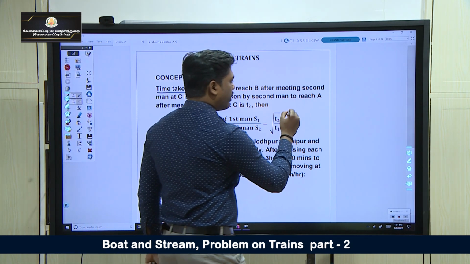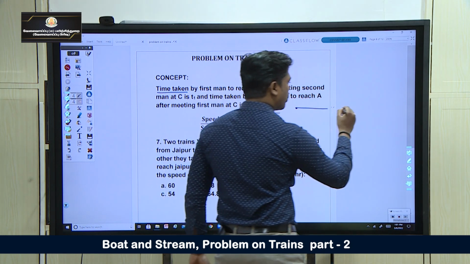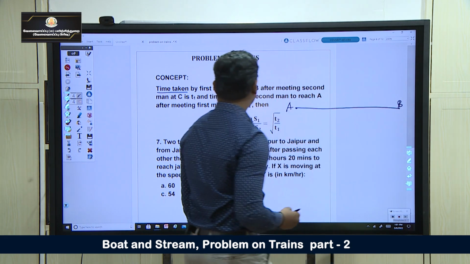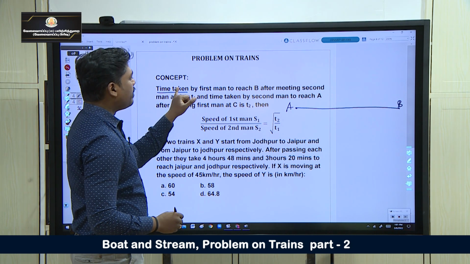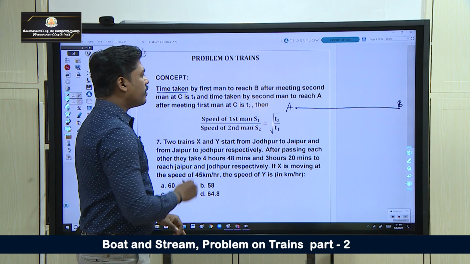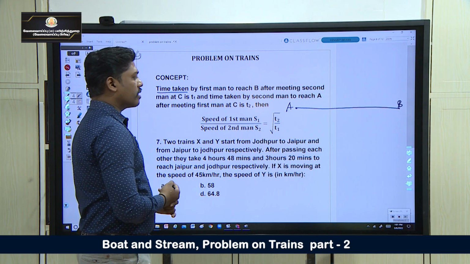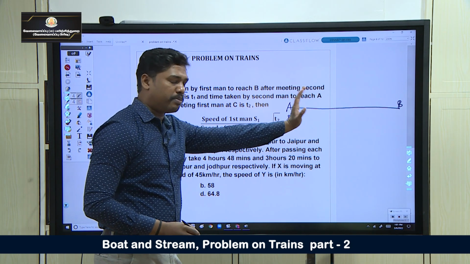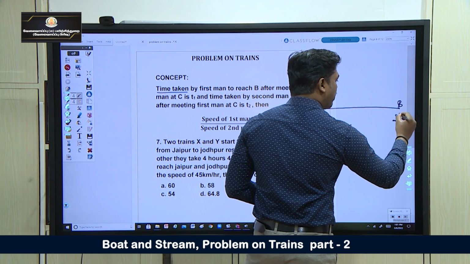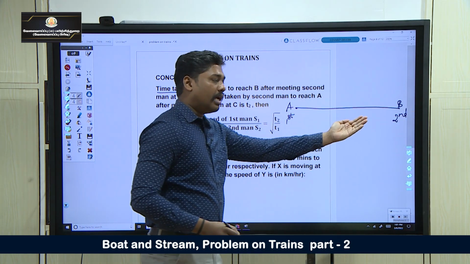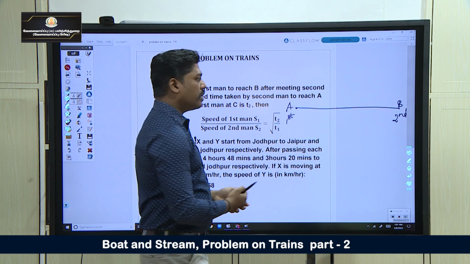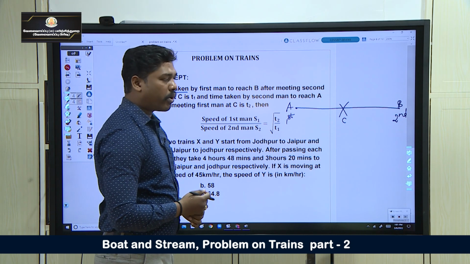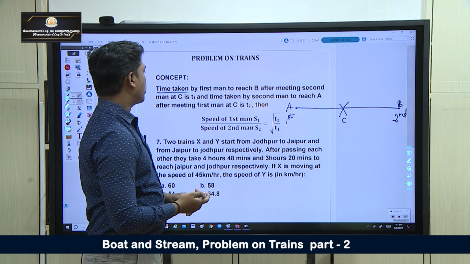So it is like we are having two sets of men. From here A and here B. Here, time taken by the first man to reach B after meeting the second man at C. Here we are having the first man. The first man is travelling from A and is moving towards B, and the second man is travelling from B and is coming towards A. So they are meeting at a point C. Now look at here.